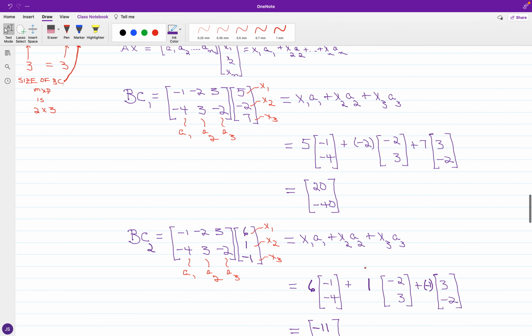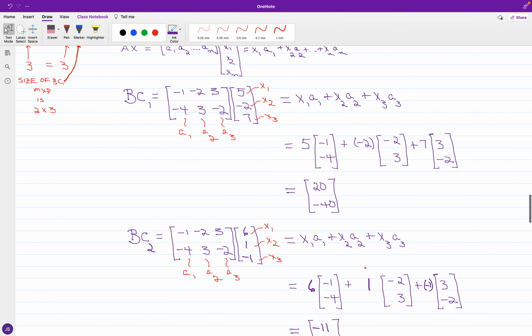So the product BC, all multiplied by A, will come out to this result where we have in the first column, we have 17, negative 8. And then for the second and last column, I have negative 10 and negative 42.